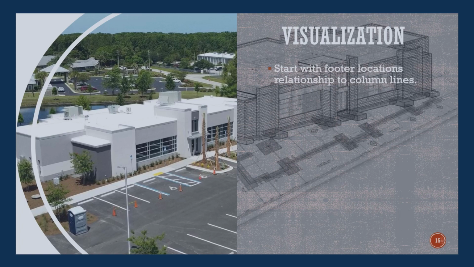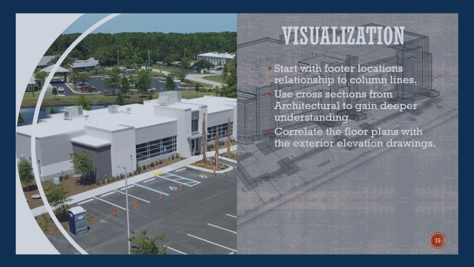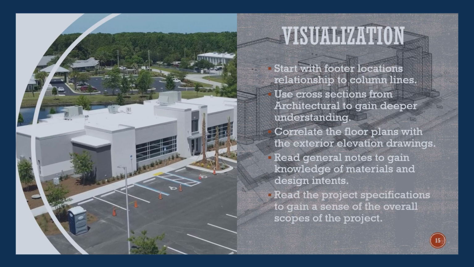First, I start with footer locations and their relationship to column lines. Then I use cross-sections from architectural to gain deeper understanding how the structure is built. The cross-sections are a big help. Then I correlate the floor plans with the exterior elevations so I can start to see the big picture. After I have a rough idea of what I'm dealing with, I start to look at general notes to gain knowledge of the materials and design intent. At this point, I'm starting to wonder what else may be involved, so I pull out the specs and get a general overview of all the scopes involved. Wow, that is a lot of information to process, so make sure you have a notepad handy.